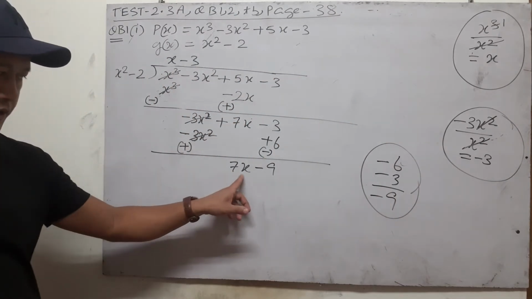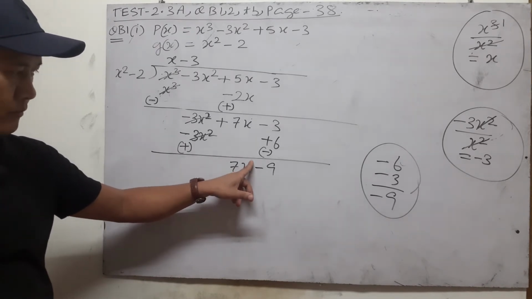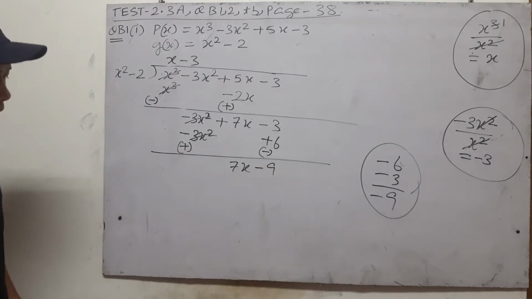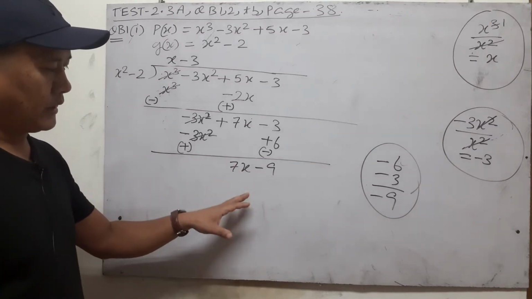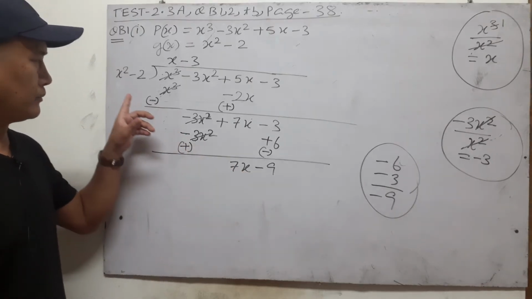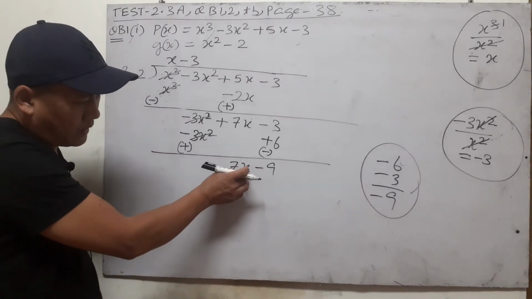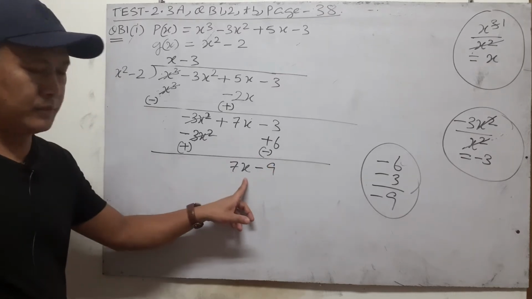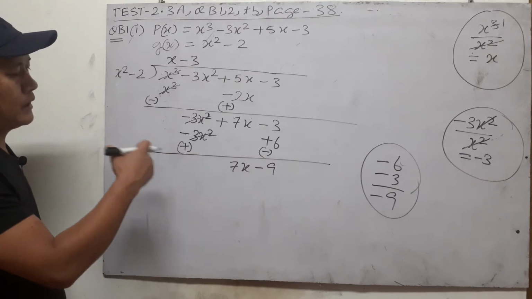So again, check whether it's in standard form. It's in standard form. 7x, highest degree term, x to the power 1. No x, so this is the lower degree term. Then, once the degree of the remainder becomes lower than the degree of the divisor. Simply put, degree means the highest power.